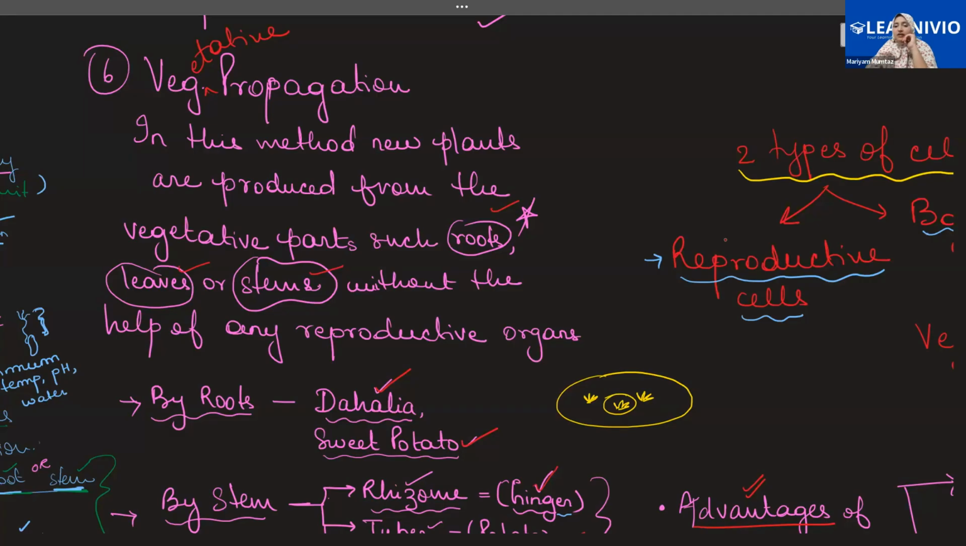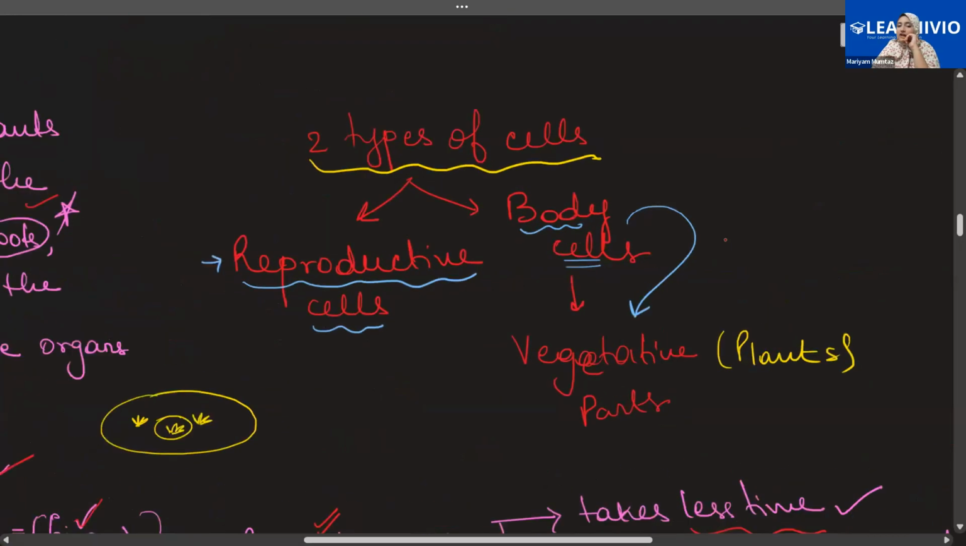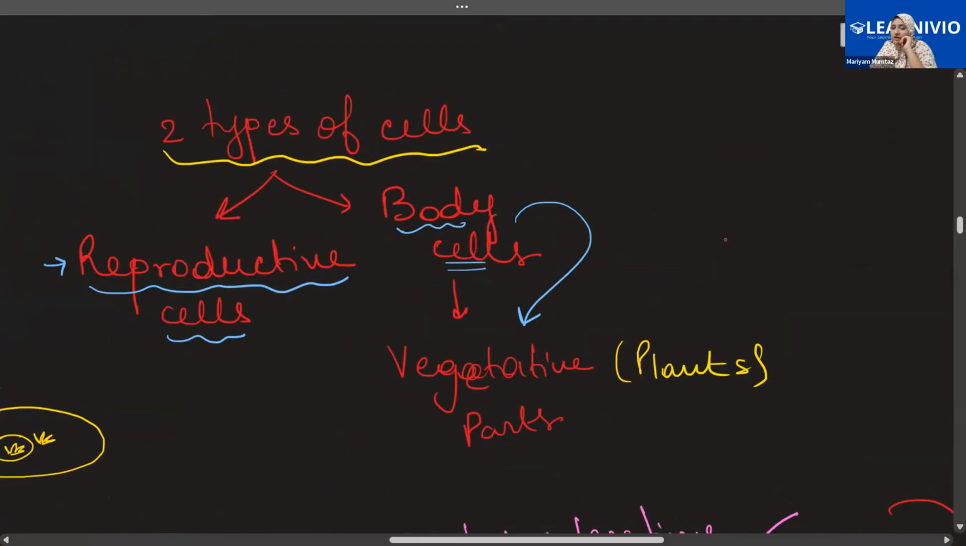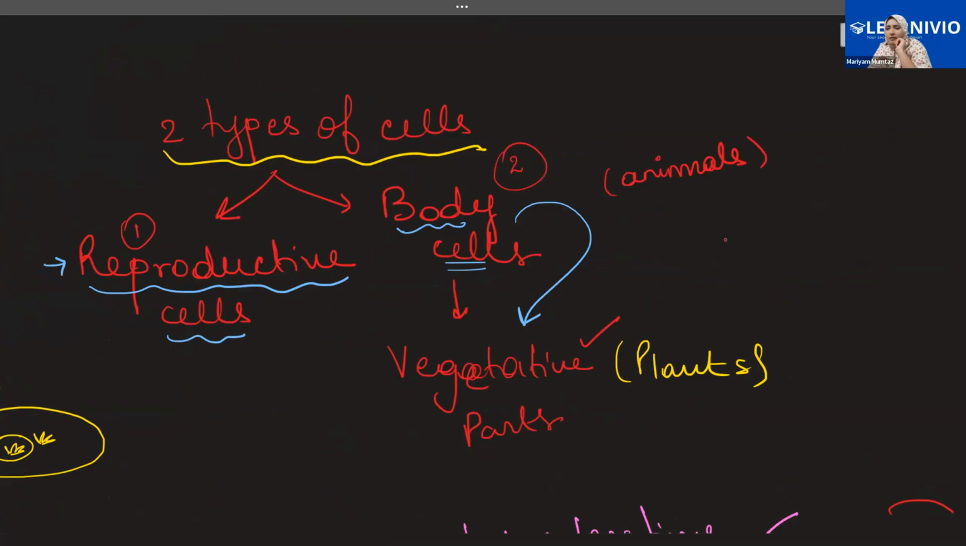I'll tell you about vegetative. There are two types of cells in the plant's body or in the animal's body. The first kind is the reproductive cells that are directly involved in the reproduction process. The second type are the body cells in the case of animals, and vegetative cells in the case of plants. These cells do not participate in reproduction in any way. Rather, they participate in normal physiological processes.